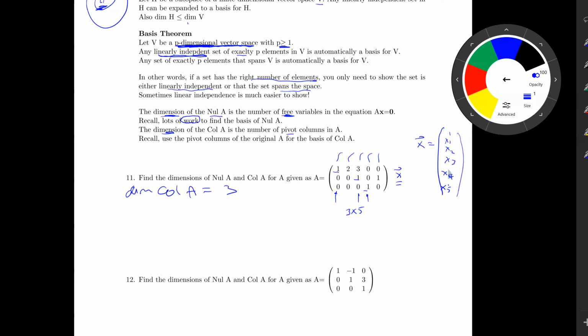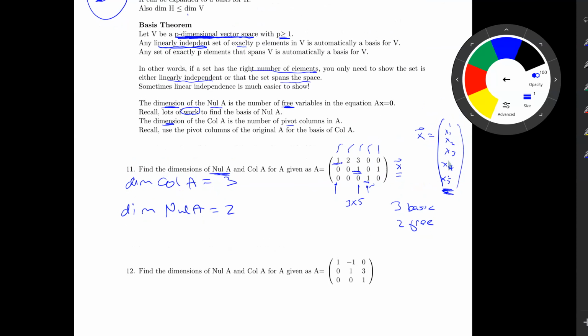So that means, for the dimension of null A, how many free variables would I have from this matrix? Out of 5 total, how many free variables would I have? Well, I see I have 3 basic variables. Since there are 3 basic variables and I know there are 5 total, that must mean 2 free variables. So the dimension of null A must be 2.